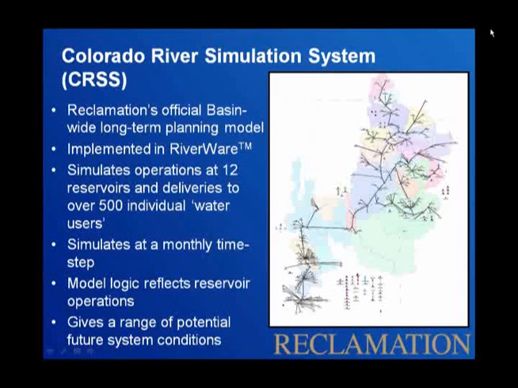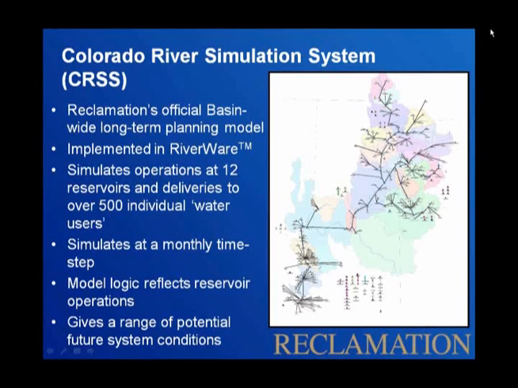The figure you see on the right is what's called the geospatial view of the model. And so you can see that the model begins all the way up in the headwaters of the Green and the Colorado river basins, and then continues on down all the way to the northern international boundary with Mexico.